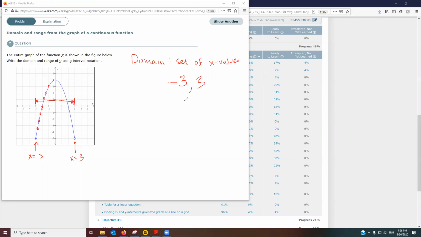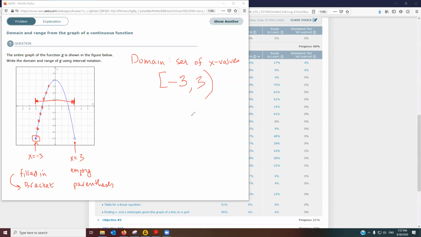And now in interval notation, I have to know, should I use a parenthesis or a bracket? Well, when I look at this -3, it's a filled-in circle. You might remember if it's a filled-in circle, you use a bracket. So I'm going to put a bracket on this -3. For this positive 3 over here, notice it's an empty circle. Well, for an empty circle, we use a parenthesis. So I'm going to put a parenthesis on that side.